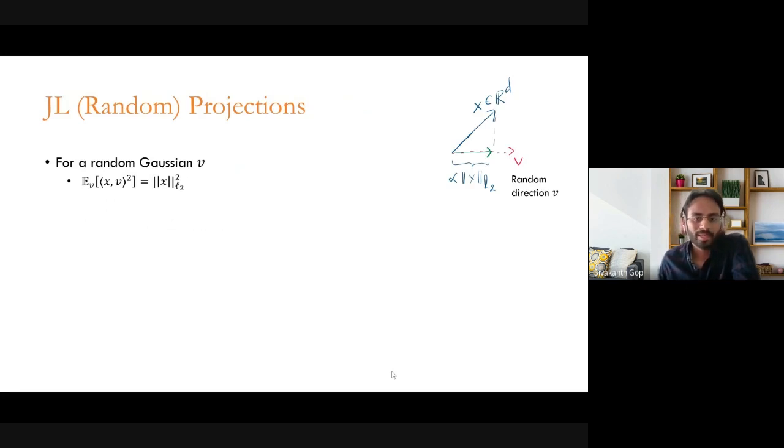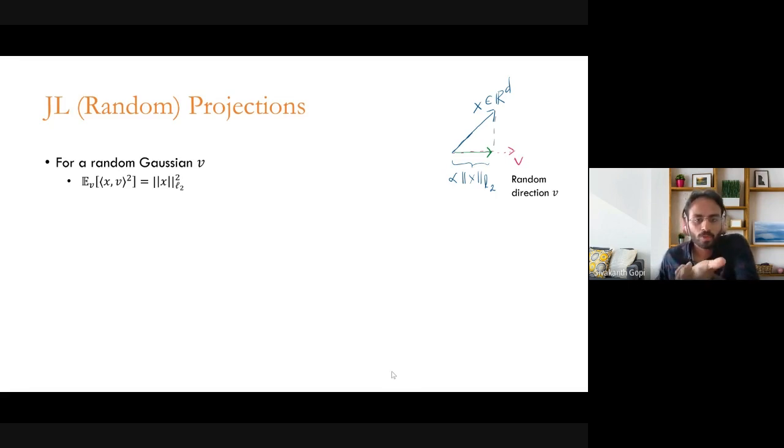So let's see what these JL projections are. For those of you who are familiar, it's actually pretty simple. Even if you haven't seen this, it's just a random projection. Let's say you have a vector X in R^D, in a very high dimensional space, and you want to know its L2 norm. Now if you take a random direction and you project this vector onto this random direction, it's pretty easy to see that the length of this projection is proportional to the length of this vector, right? It's pretty easy to convince yourself.